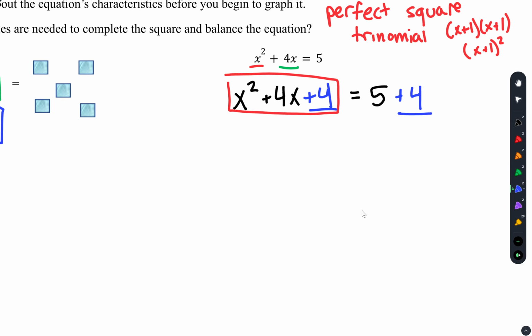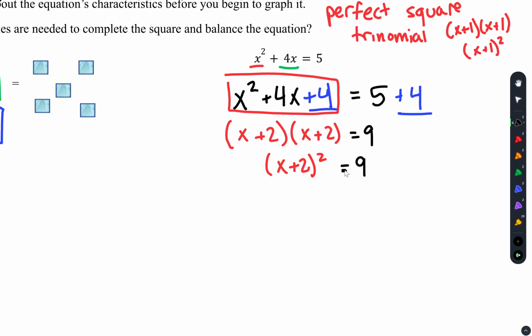That whole perfect square trinomial, x squared plus 4x plus 4. If you think about factoring that now, it should factor out really, really nicely. Things that multiply to 4 and add to 4 are 2 and 2. So my perfect square is going to be written as x plus 2 and x plus 2 equals 9. And our goal is to write this to look like vertex form. So we're going to combine that into x plus 2 squared equals 9. This is the beginnings of vertex form.